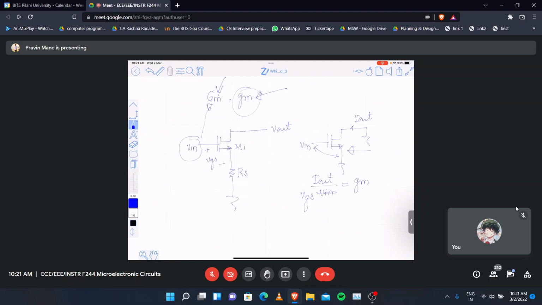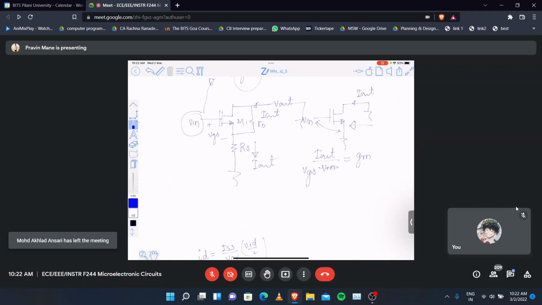Now you can see, suppose this is the current I out, right? This is the current I out. If I assume this is short circuited, what is the current that is going to flow through RS? I out, right? Now in this case, suppose there is resistance here also, RO. So if you solve this, what is VGS here in this case?